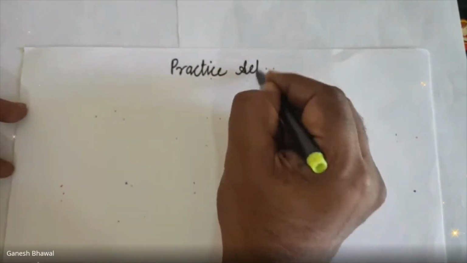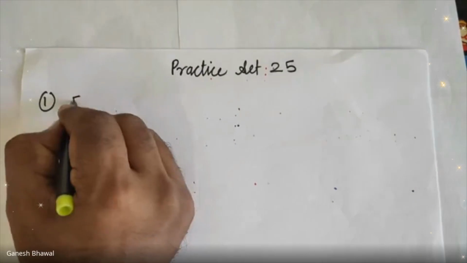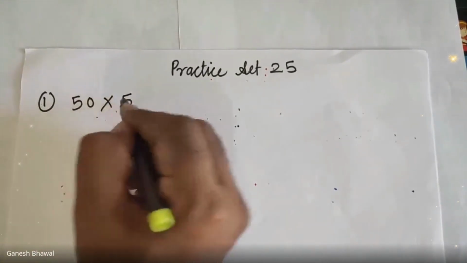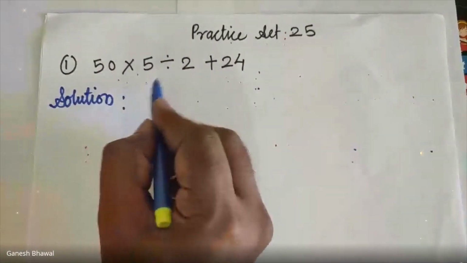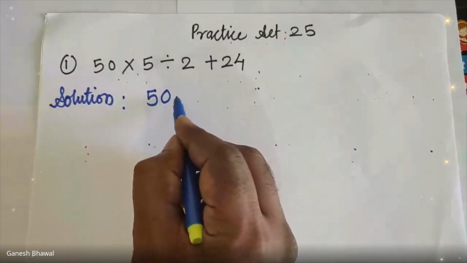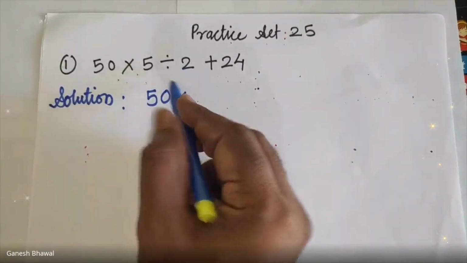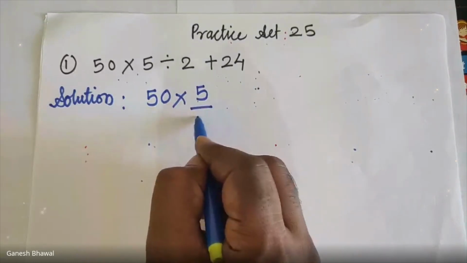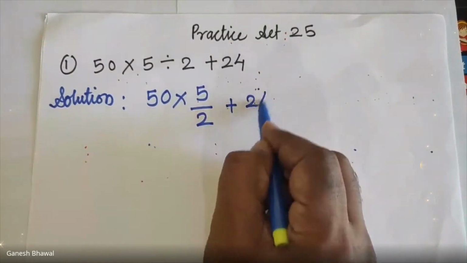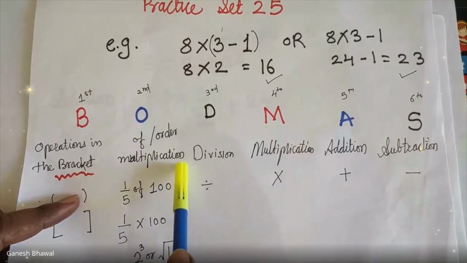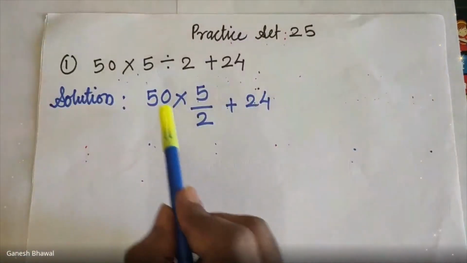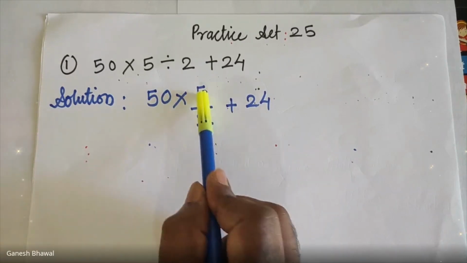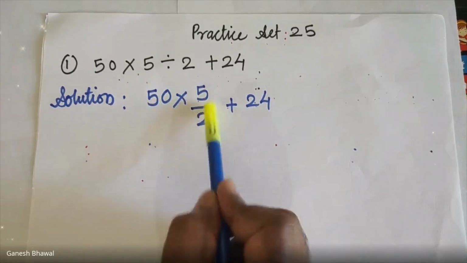Practice set 25. First sum, 50 multiplied by 5 divided by 2 plus 24. Solution. Write down this 50 multiplied by 5 upon 2 plus 24. See here, we know of multiplication. It means first we have to solve 1 upon 5 multiplied by 100. It means 50 multiplied by 5 upon 2. These we have to solve.